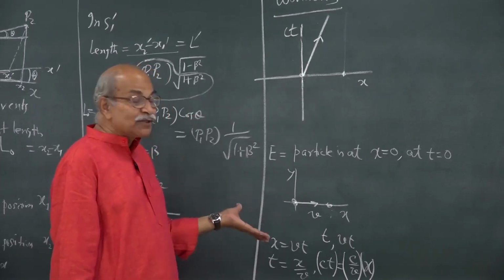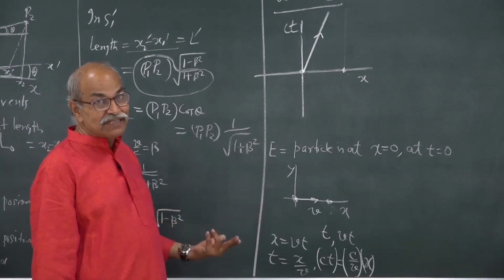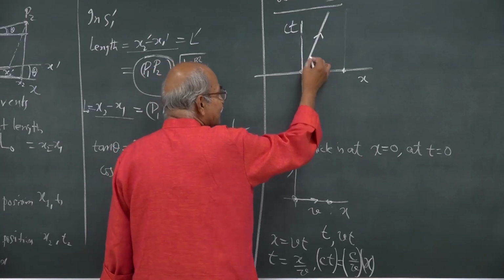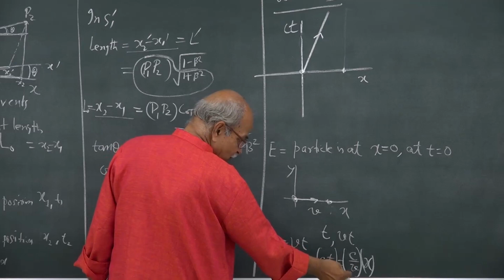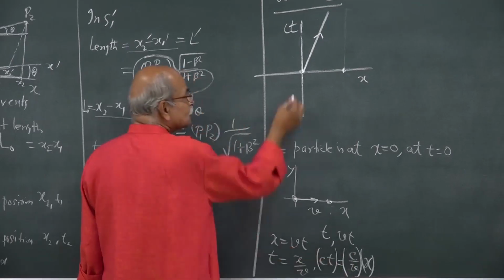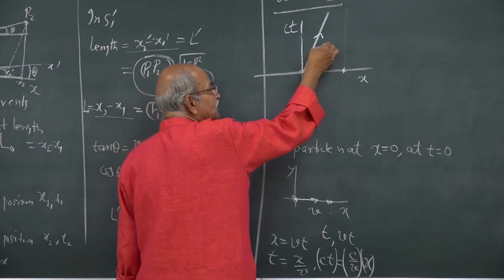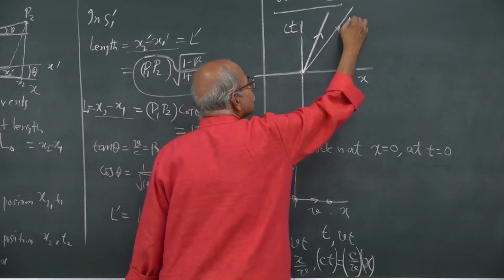Only if v is equal to c are you talking of a photon. Only if v is equal to c will the slope be 45 degrees, this angle will be 45 degrees. C is equal to v, so it is 1, tan theta is 1. So if a photon is there at the origin and you draw the line, this will be the future, this is for the photon.